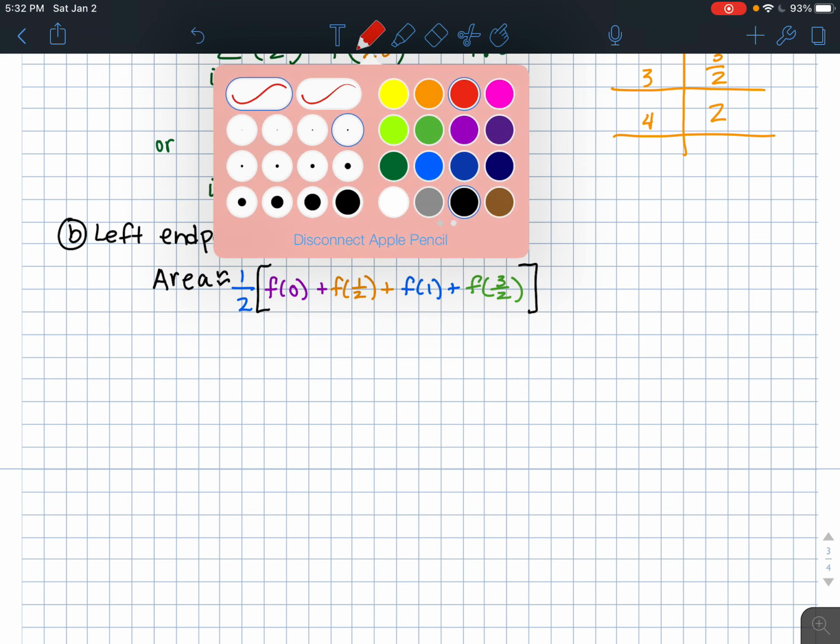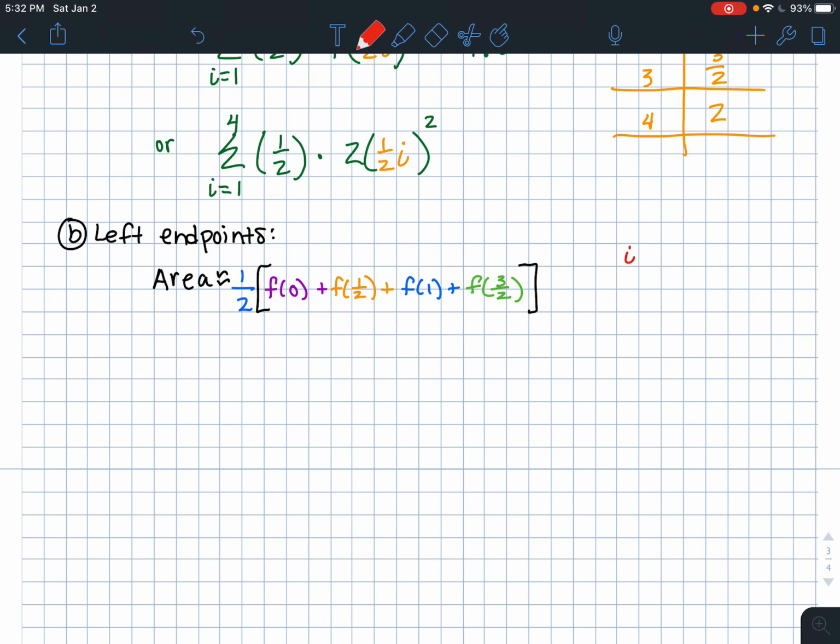Right, so this is what we had before. Let's set up a little table here. We'll do it in red. So we have i and x sub i. The i is our input. The x sub i needs to be our output. So I'm going to do 1, 2, 3, 4. And then when I plug those i values in, I want to get the x values out. So I want to get these numbers out. So these are my outputs.